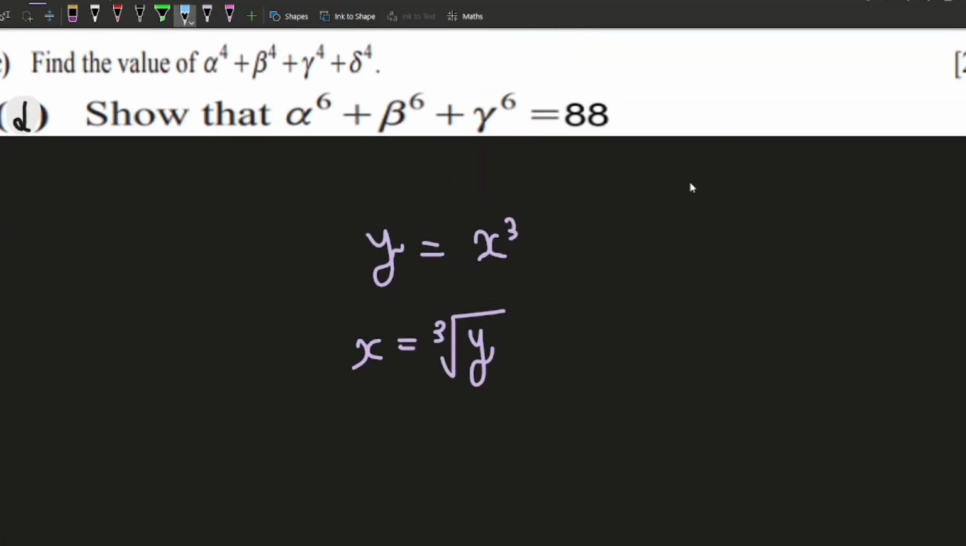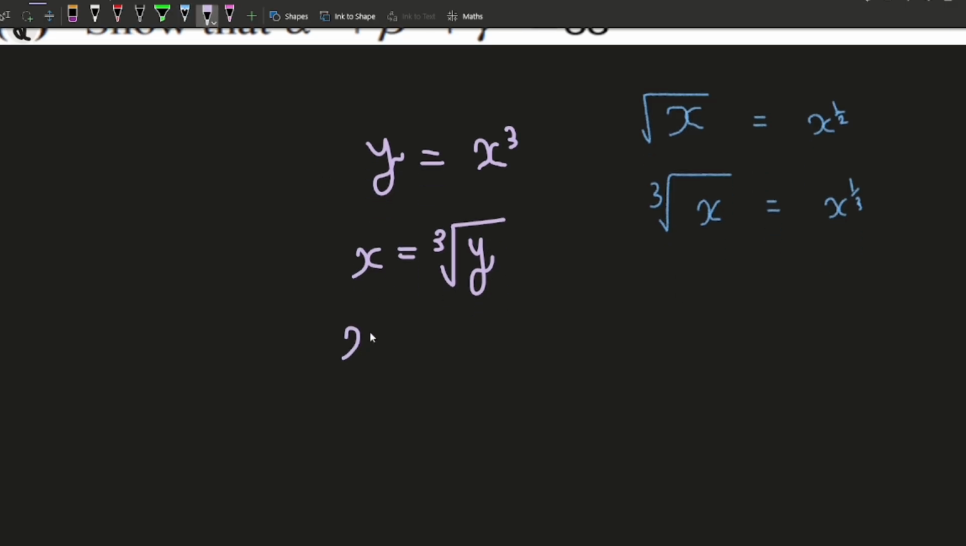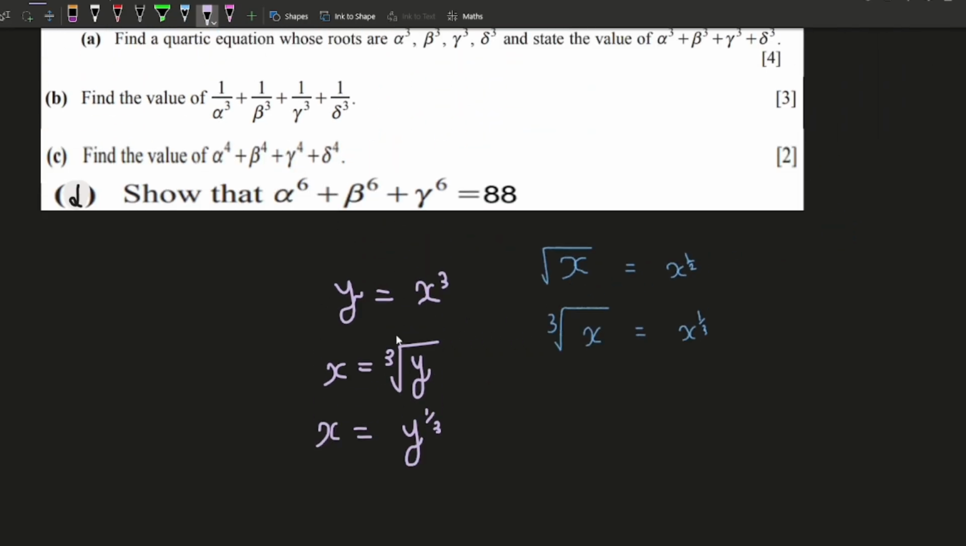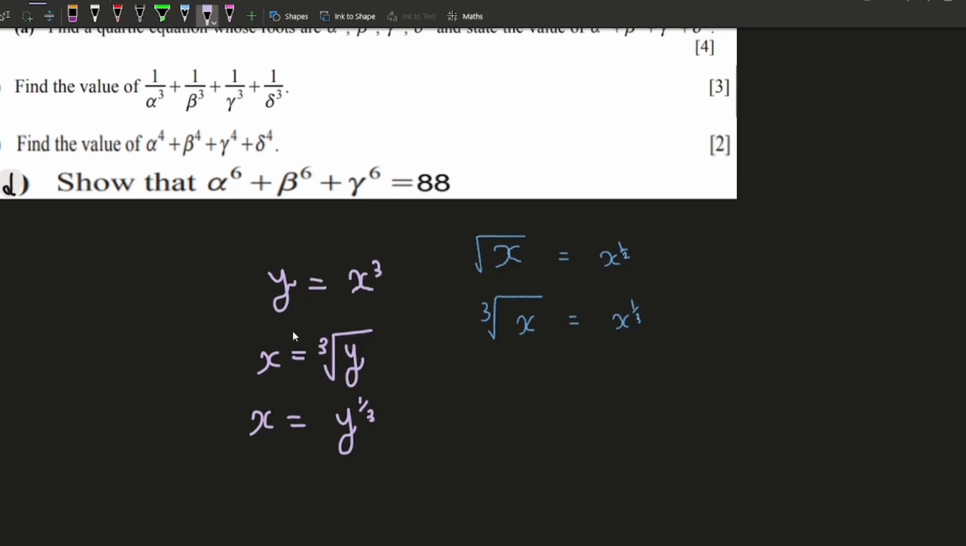If we recall the rules of indices, we can write square root of x as x with power of 1 over 2. Similarly, if we had cube root of x, we can write it as x to the power 1 over 3. We will apply the same rule here, and we can write x is equal to y to the power 1 over 3. This is what we will be substituting in. So let's try that.